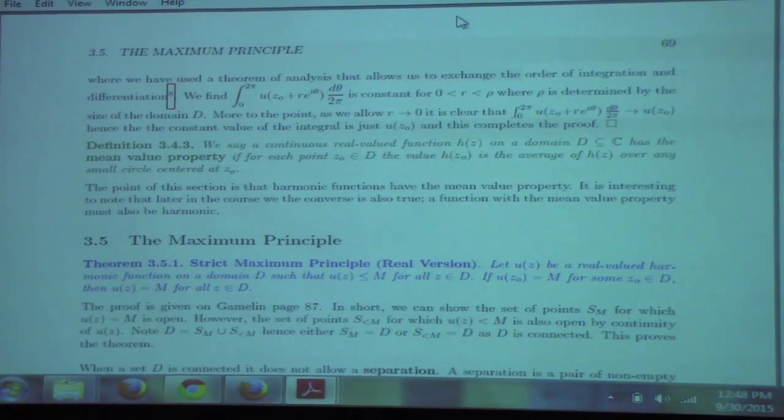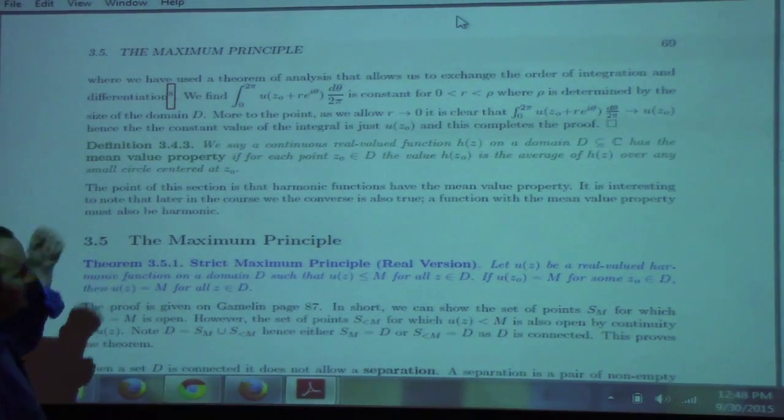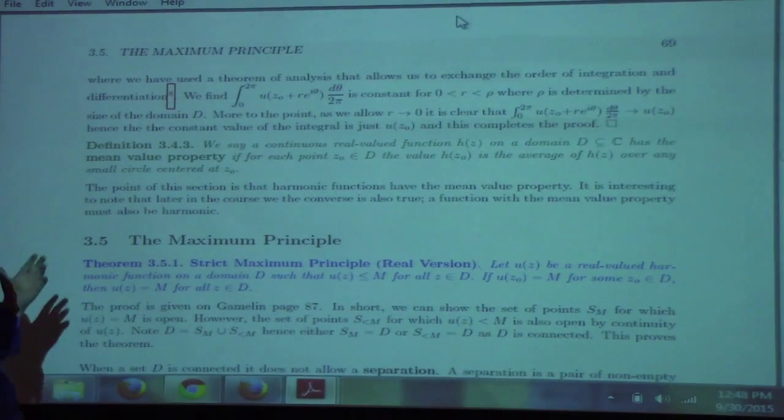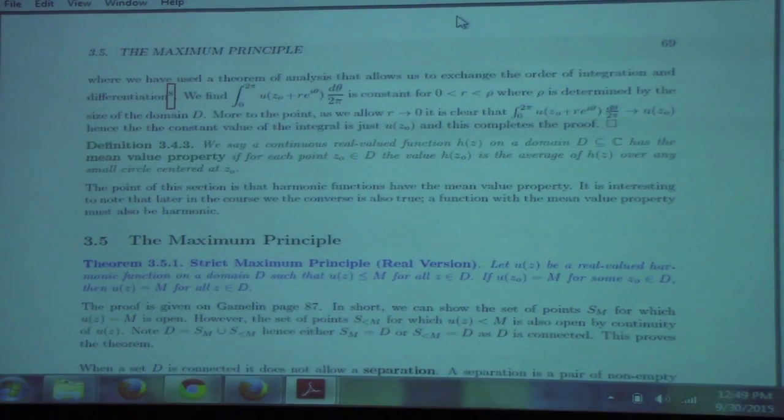Okay, so definition: we say a continuous real-valued function h of z on a domain D has the mean value property if for each point z naught, the value h of z naught is the average of h of z over any small circle centered around z naught. So what we've proved in this section is that harmonic implies mean value property. So Michael, you'll ask me, is the converse true? Yes, but only in chapter 10. It takes a while for us to get the converse.